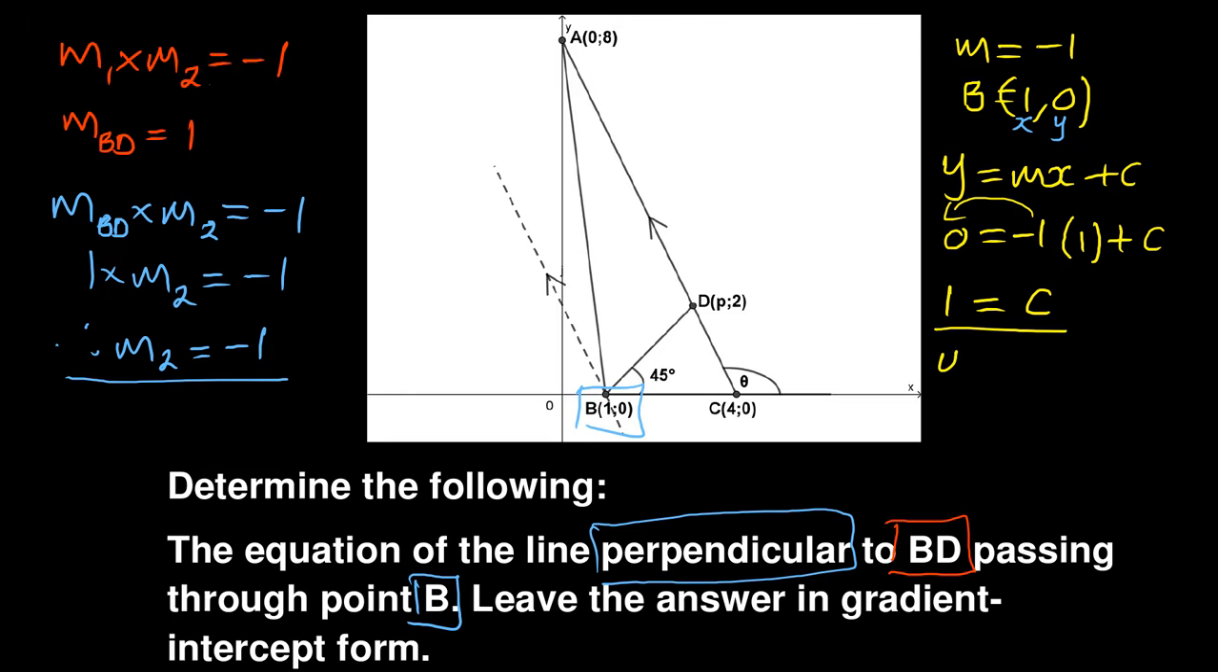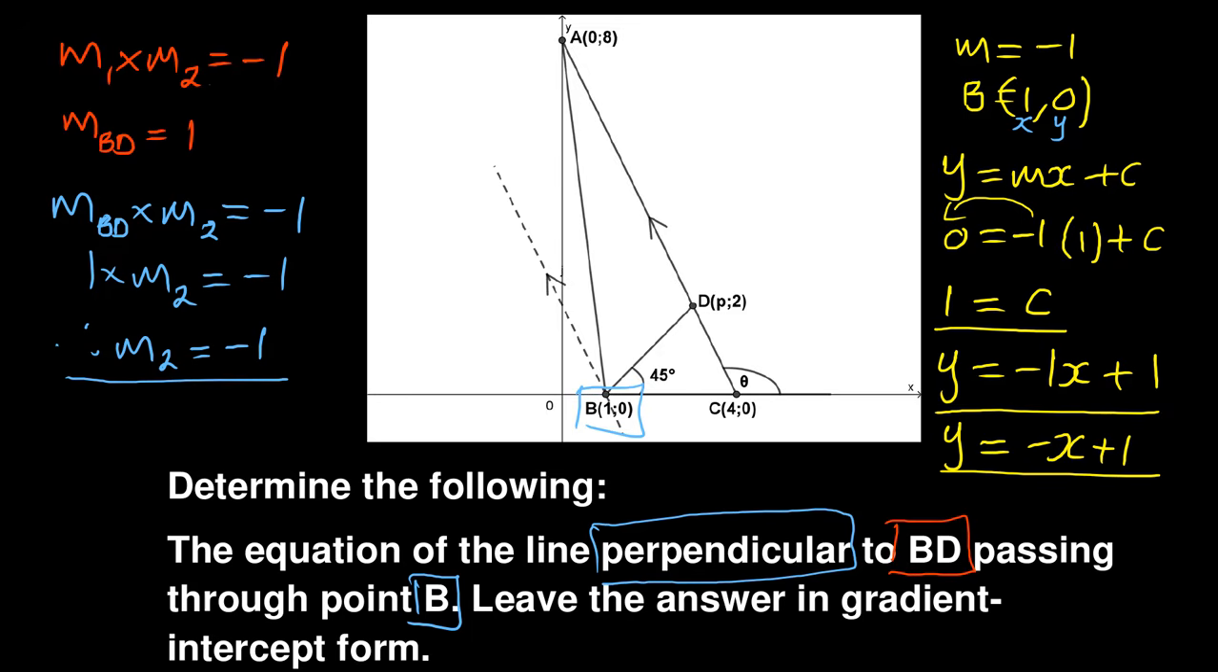Then finally the answer will be y is equal to m, which is -1x plus c, which is 1 in this case. Or you can write it as y is equal to -x plus 1, which is still correct.